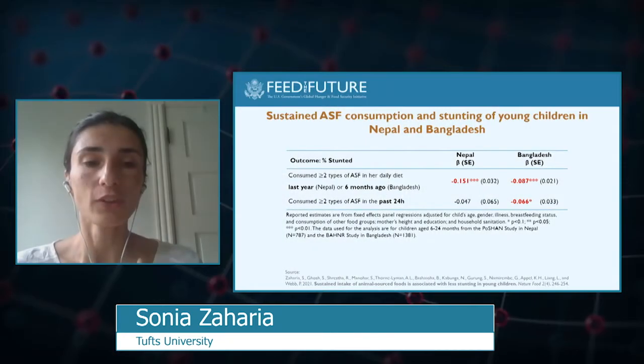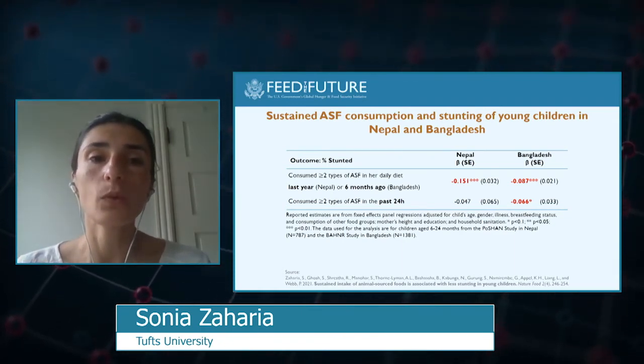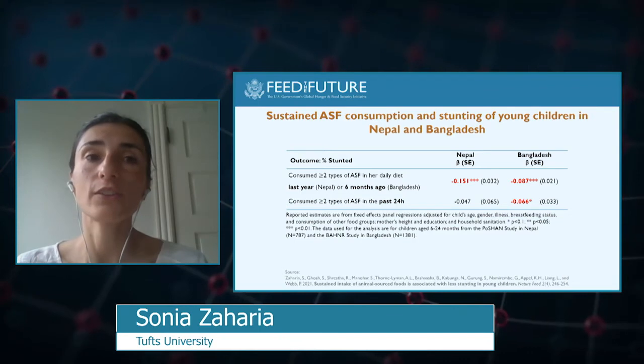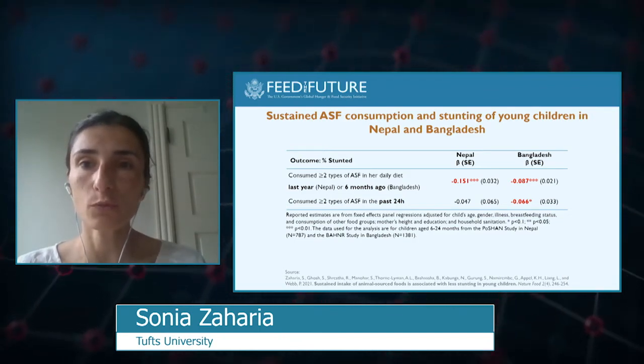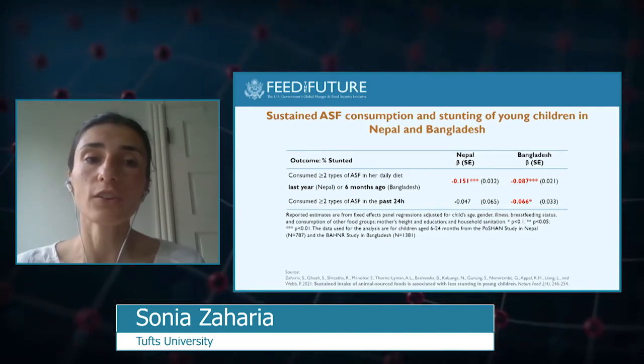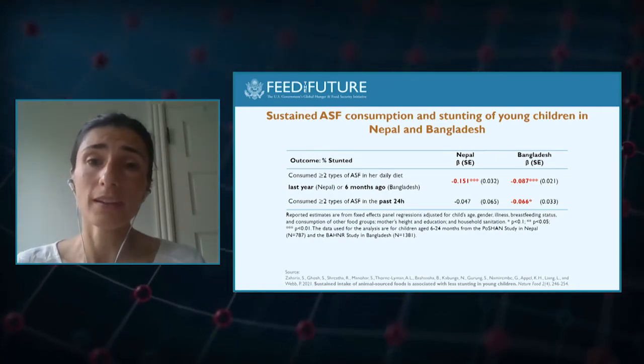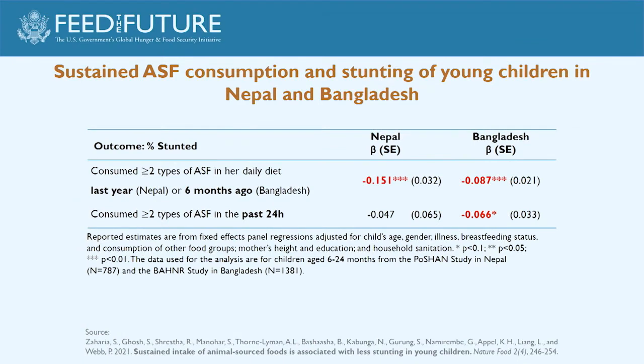So in the first project, which uses panel data from Nepal and Bangladesh, we looked at how sustained consumption of animal source foods was related to stunting. And we found that children who consumed at least 2 animal source foods in the past in Nepal, or both in the past and contemporaneously in Bangladesh, had lower rates of stunting. In Nepal by up to 15%, and it was highly significant.